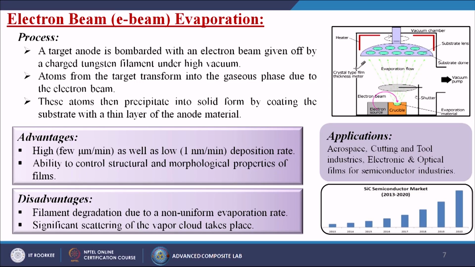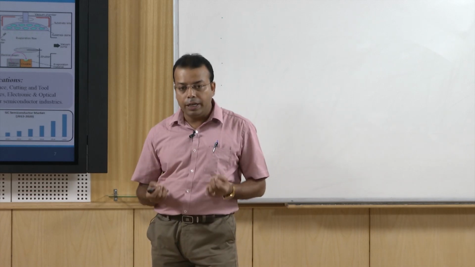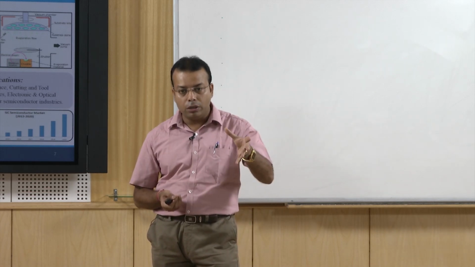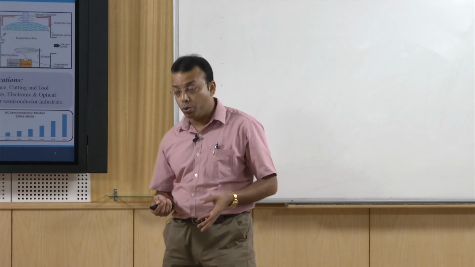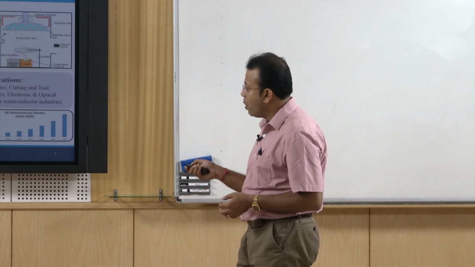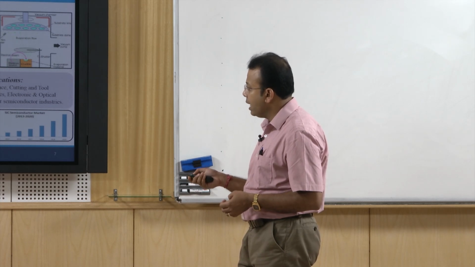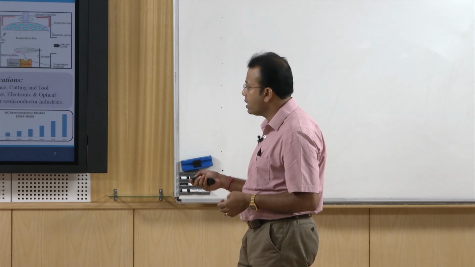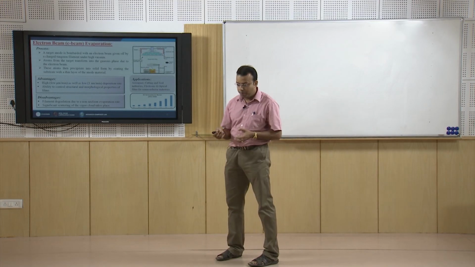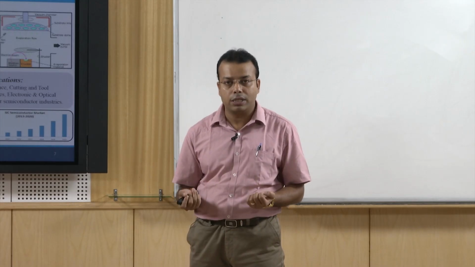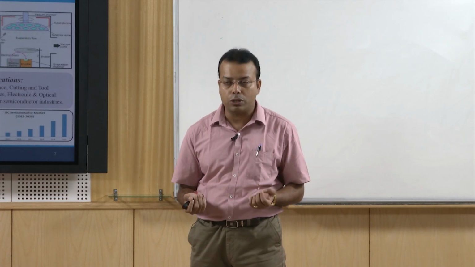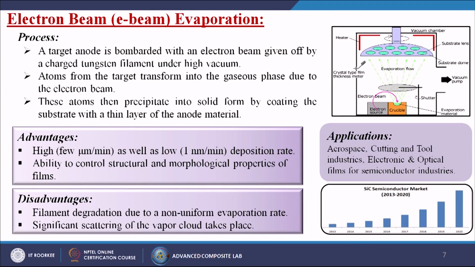Deposition rates from a high of a few micrometers per minute to a low of 1 nanometer per minute, which is fully controllable depending on how much energy you put onto the anode material or source. Ability to control structural and morphological properties of the films. There are certain disadvantages too. What are those? Filament degradation due to a non-uniform evaporation rate, and significant scattering of the vapor cloud takes place. Sometimes the coating may not be homogeneous; it may be heterogeneous. What are the applications? Generally we use this for aerospace materials, cutting and tool industries, and electronic and optical films for the semiconductor industries.